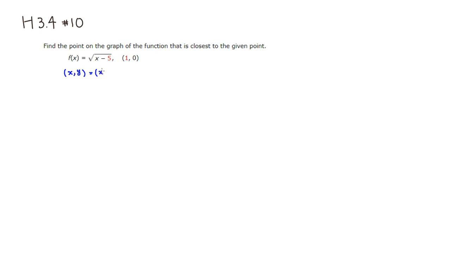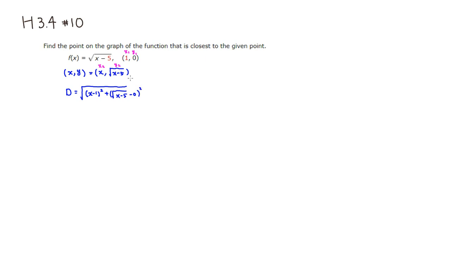Since it's going to be on the graph, the y value is just the square root of x minus 5. If you want to find the distance between these two points, I'm going to call this one x1, y1 and this one x2, y2. Then by the distance formula, d is equal to the square root of (x2 minus x1) squared plus (y2 minus y1) squared. So it's the square root of (x minus 1) squared plus (the square root of x minus 5 minus 0) squared.